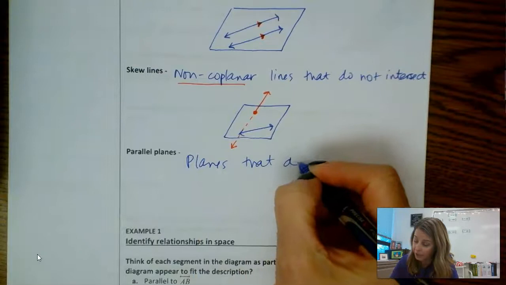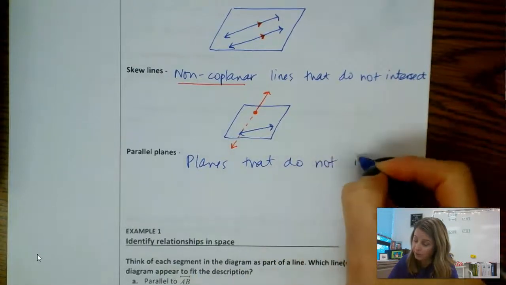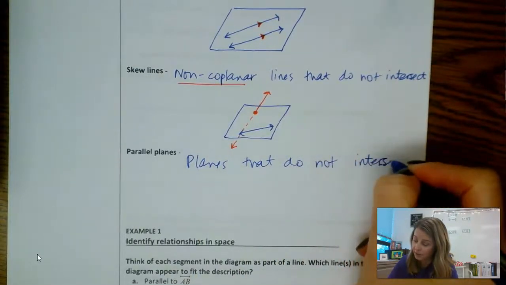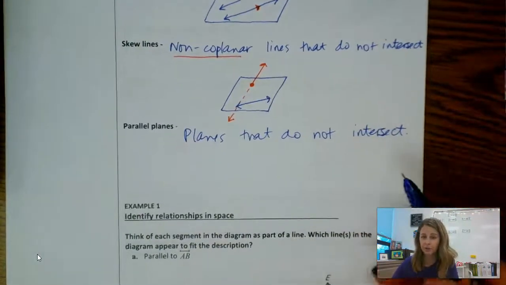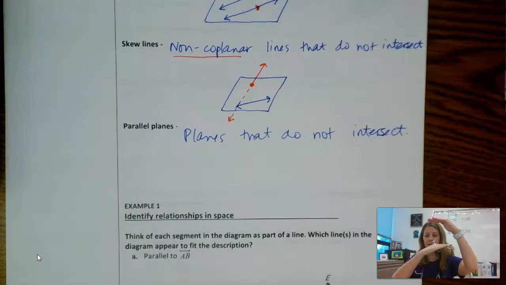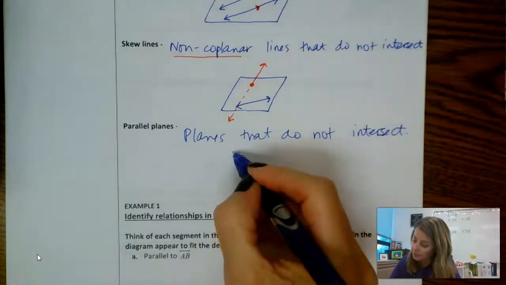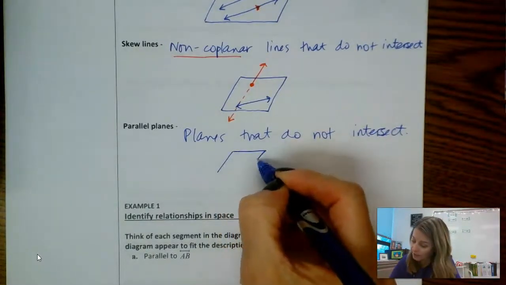Okay, parallel planes are planes that do not intersect. Okay, and so this sometimes is a little hard to draw. So I'm going to try to draw like a plane up here and then a plane down here. So let's just kind of start. Here's a plane.